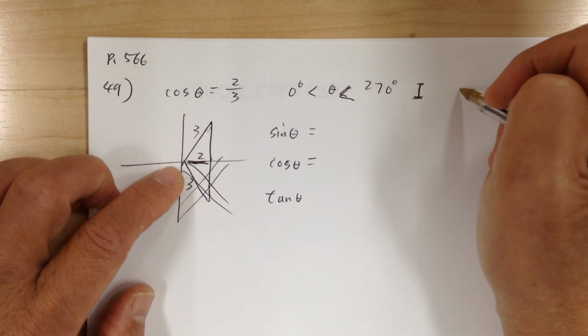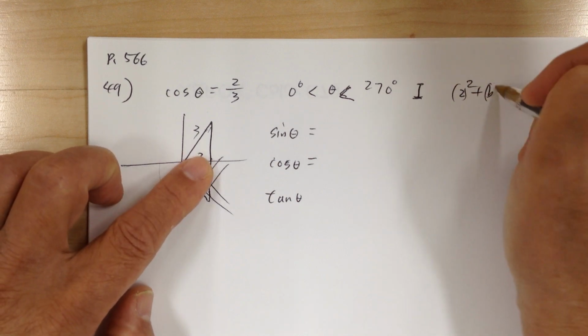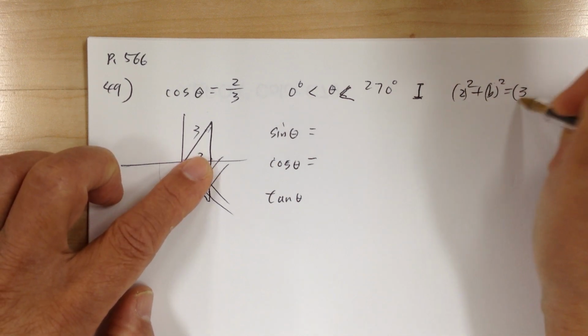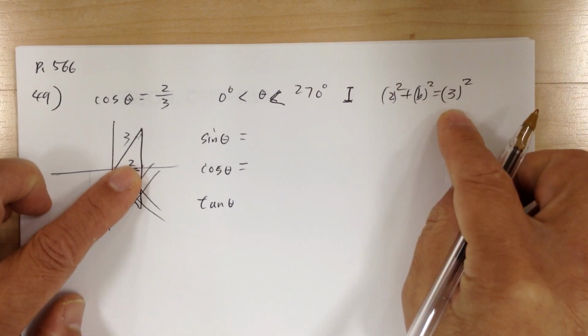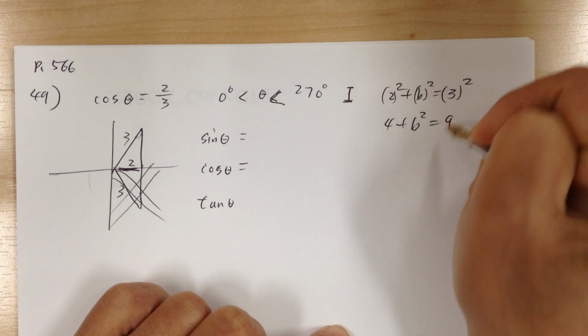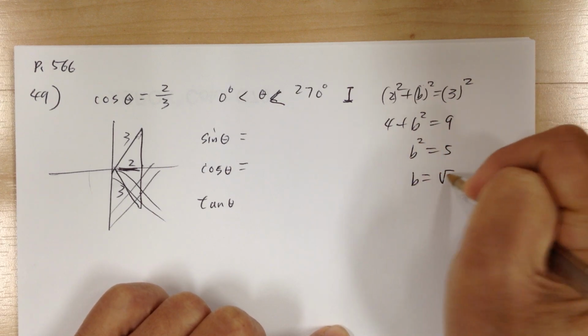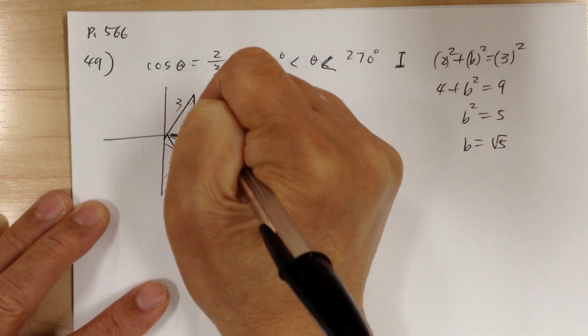Okay, let's go off to the side. So 2 squared plus b squared equals c squared. Okay, use your Pythagorean theorem. So 4 plus b squared equals 9. So b squared equals 5. So b equals square root of 5. So this is square root of 5.